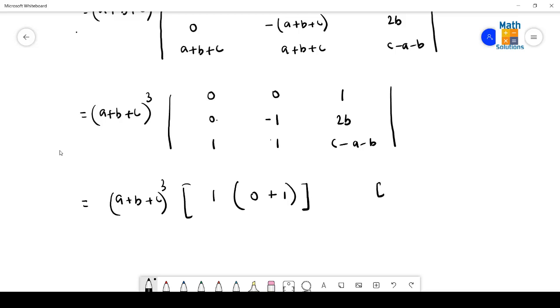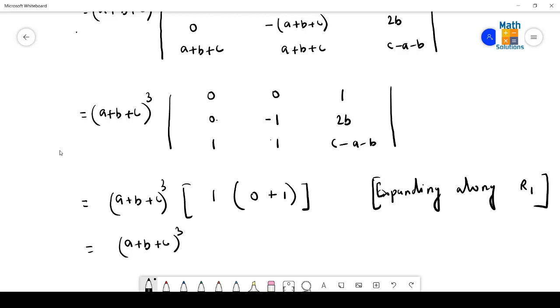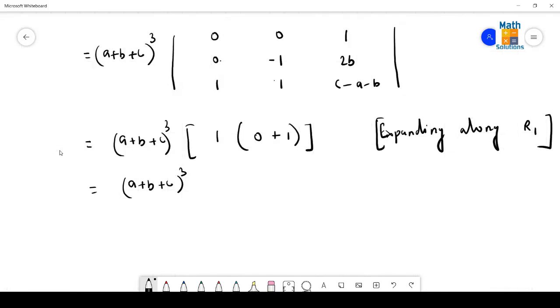So we can write here, expanding along R1. Ultimately this is left behind. So this is the required right hand side. So this is the answer of question number 11, Roman 1.